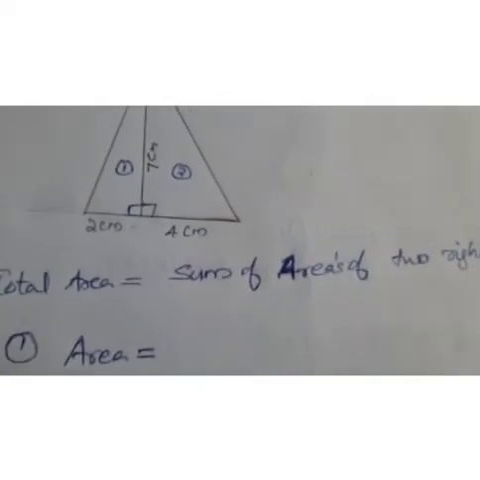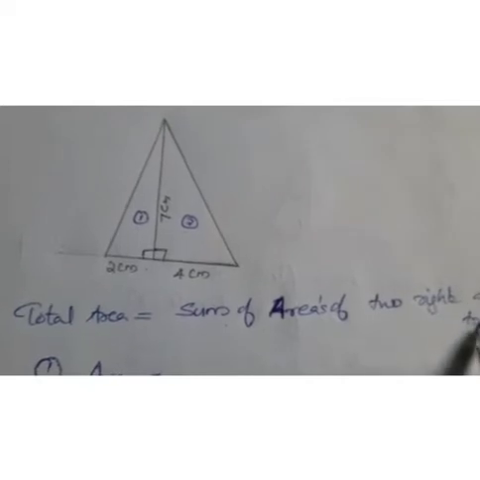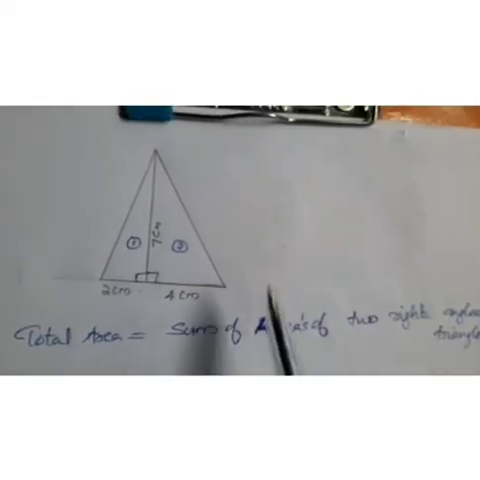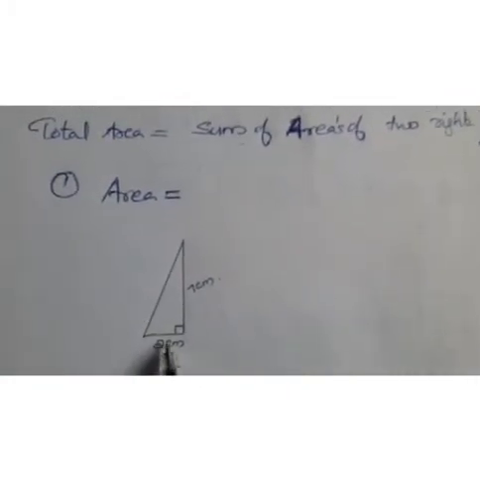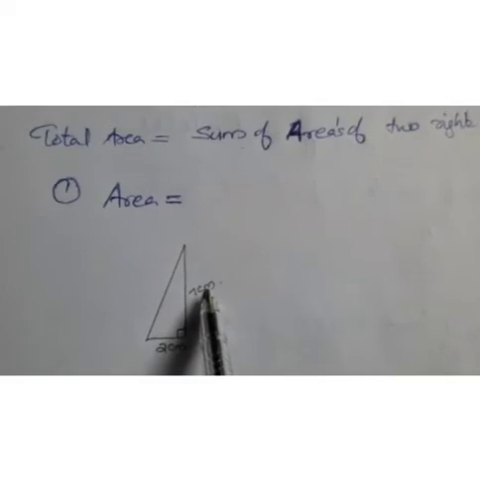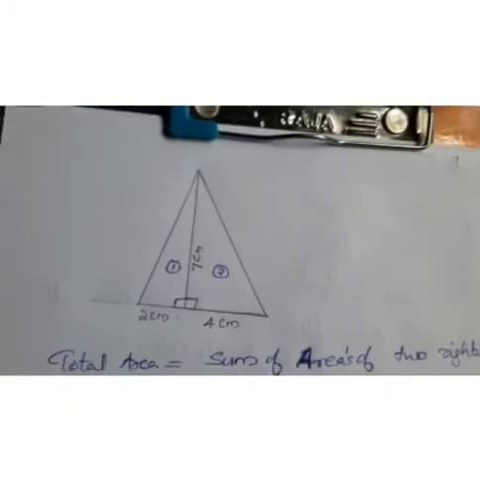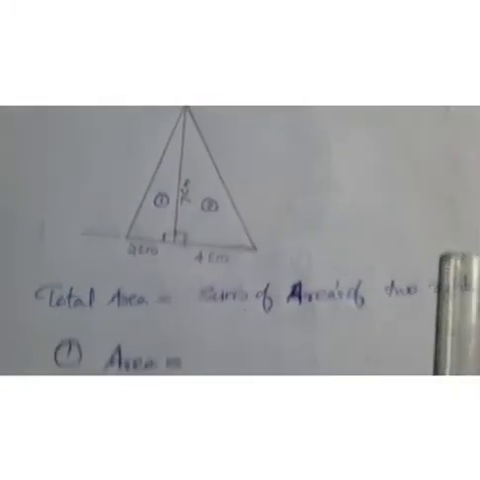So for finding out the total area, what we have to do? Sum of areas of two right angle triangles you have to find out. So see the first one with the 2 cm and 7 cm. Here is the first triangle. You can see the first triangle here. Okay, this side, so I drew here.